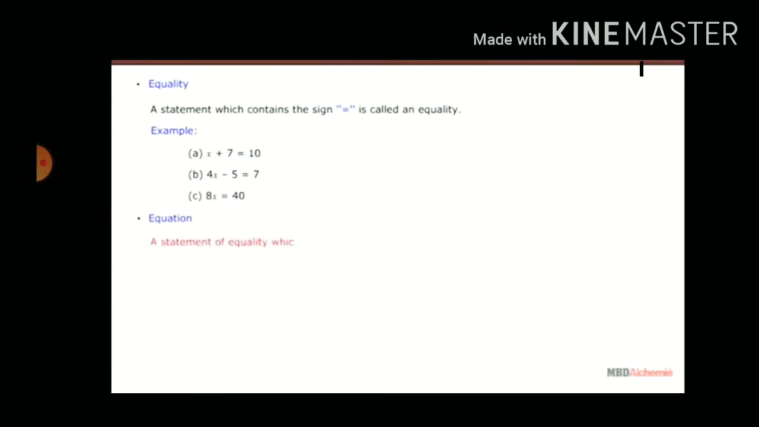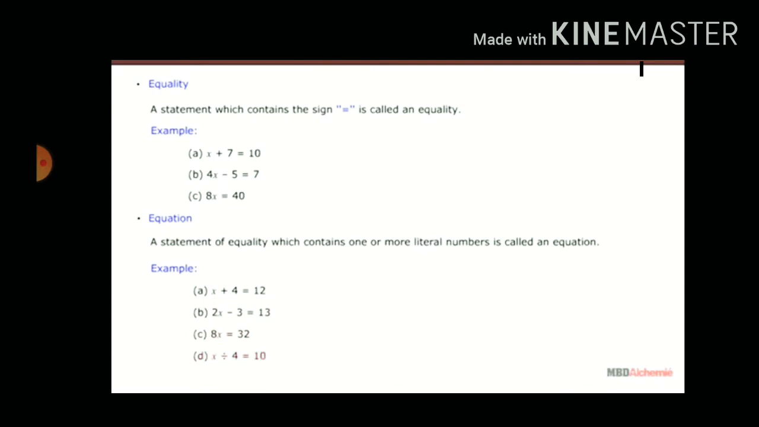Equality. A statement which contains the sign equals to is called an equality. Example, x plus 7 is equal to 10. 4x minus 5 is equal to 7. 8x is equal to 40. Equation. A statement of equality which contains one or more literal numbers is called an equation. Example, x plus 4 is equal to 12. 2x minus 3 is equal to 13. 8x is equal to 32. x divided by 4 is equal to 10.